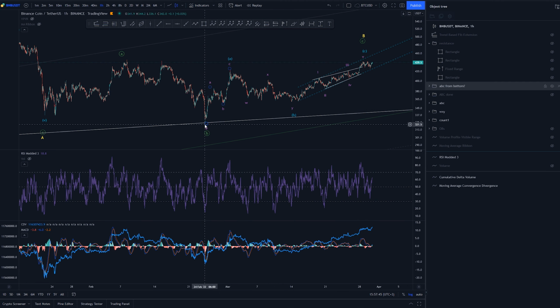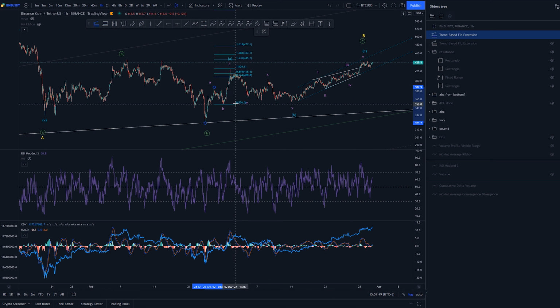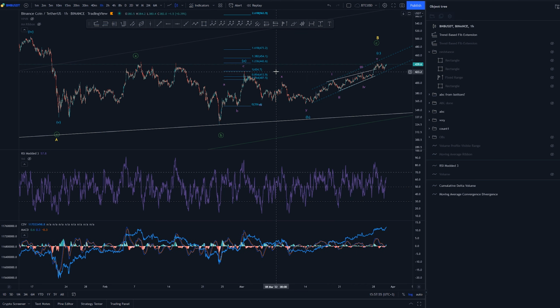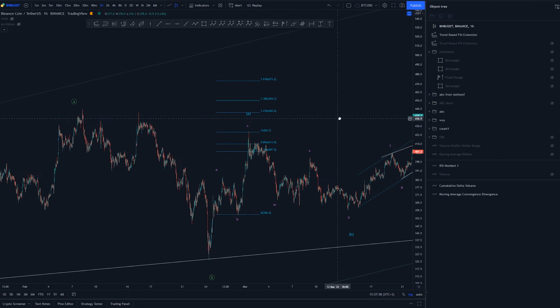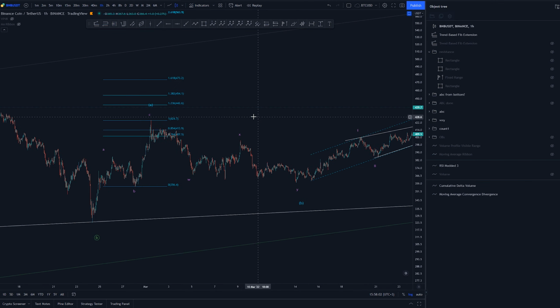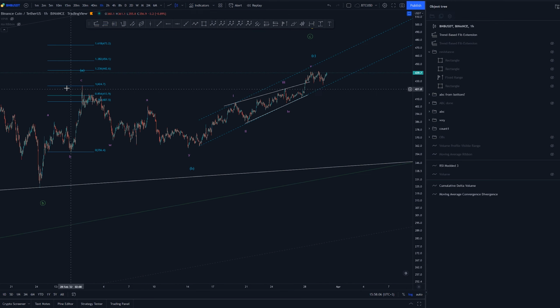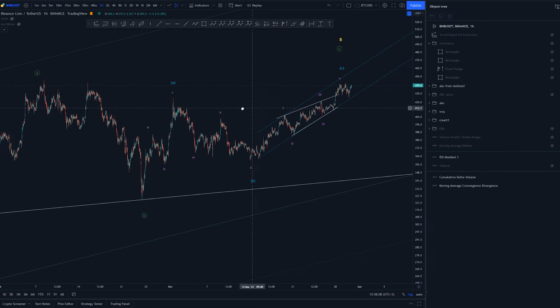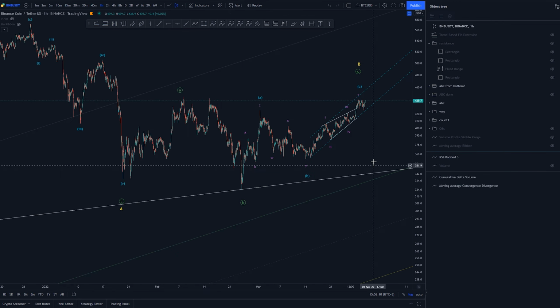And just by looking at here, we can see that this ABC corrective pattern is pretty spot on the Fibonacci expansion or extension tool, sorry. So it goes straight to one-to-one extension. I don't think there's anything else.